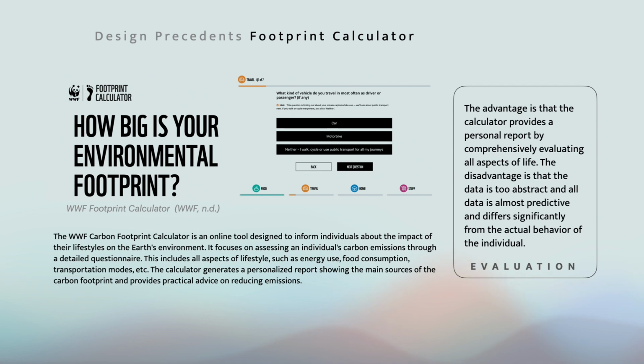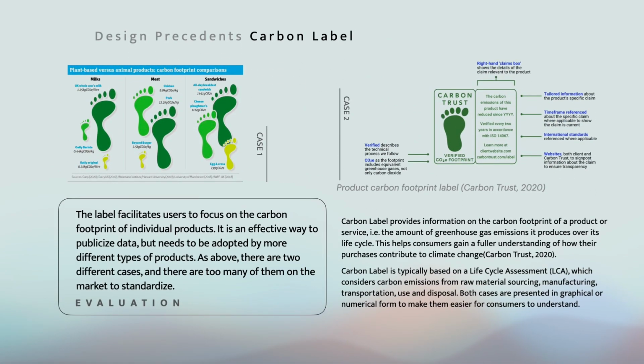It can only see approximate data and cannot affect the actual behavior of the user. The third precedent is carbon label. This is a label on product packaging. The picture shows two cases. It can give users a very intuitive view of the carbon emissions of products, allowing users to think more about their consumption actions. The limitation is that the standard is difficult to unify for more things, and most of them are only applied in food products.